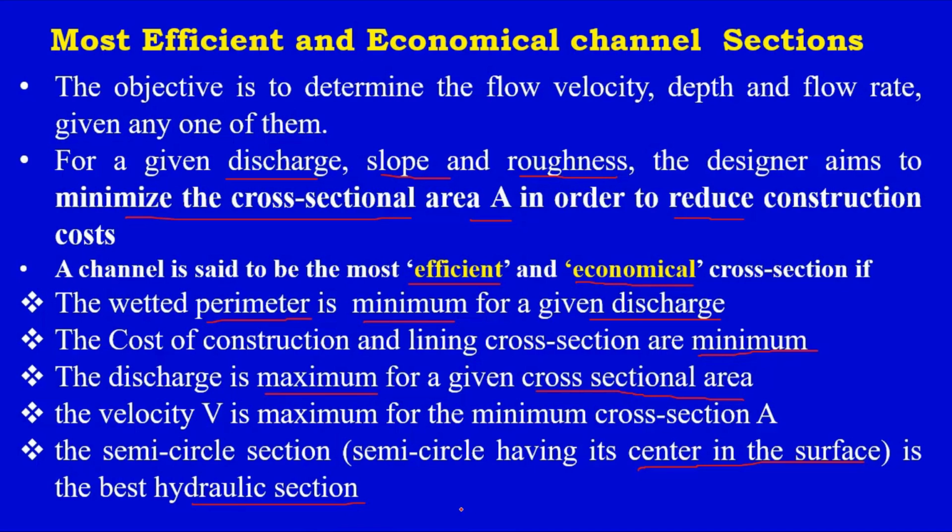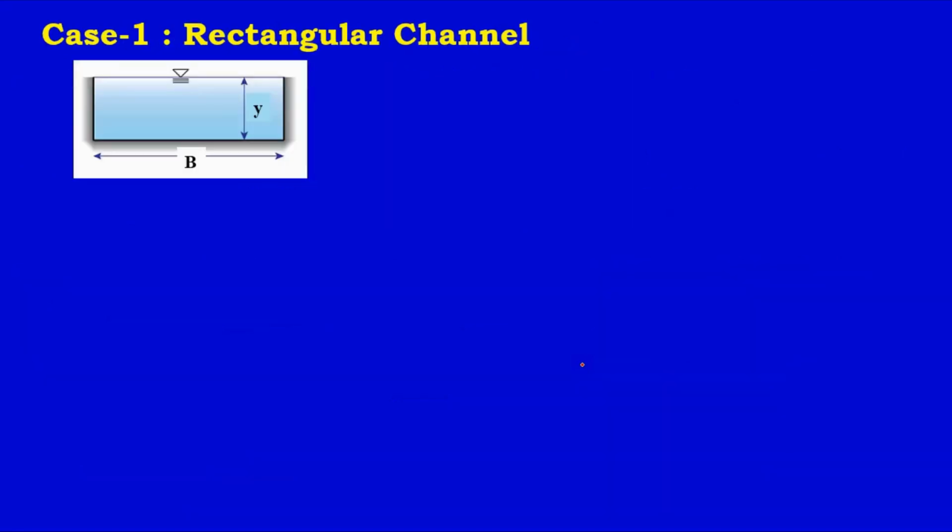Having this in mind, we will consider any given discharge, flow rate or velocity, bed slope, and Manning roughness or Chezy resistance coefficient. So we will have minimum wetted perimeter for any given discharge, the cost of construction and lining should also be minimum, and discharge should be maximum for any given cross-sectional area. So let us start now.